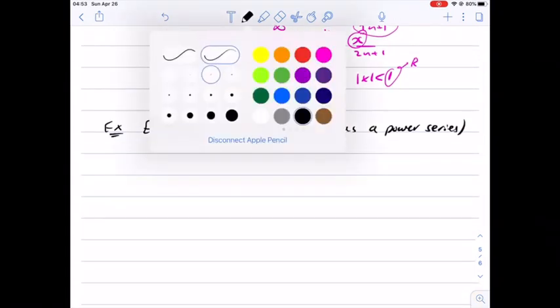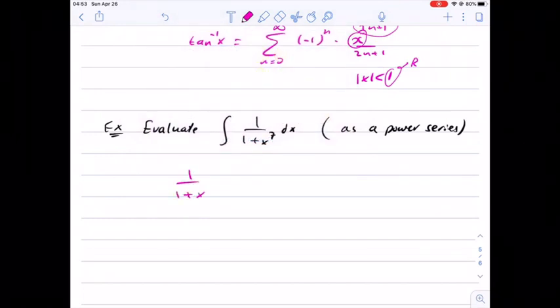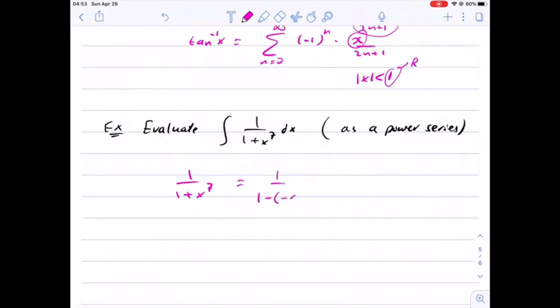So we start with 1 over 1 plus x to the 7. This is the basic function. And this can be written as 1 over 1 minus negative x to the power 7. And using the representation of the basic geometric series, this is the series from n equals 0 to infinity of negative x to the power 7 to the power n. This is the series n from 0 to infinity negative 1 to the power n times x to the power 7n.